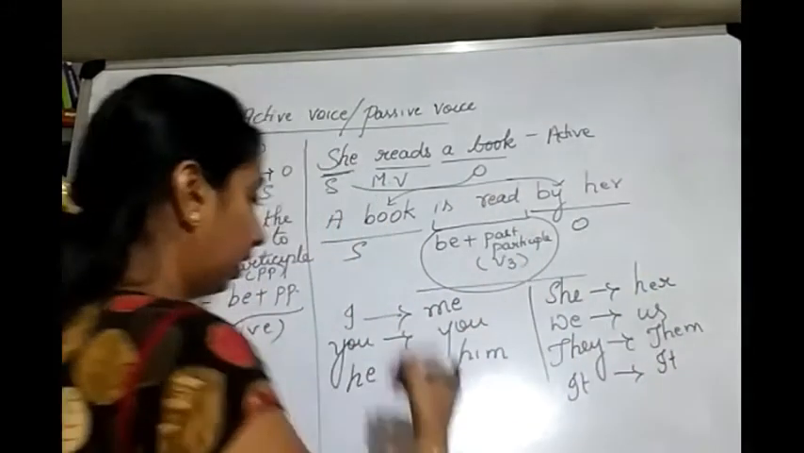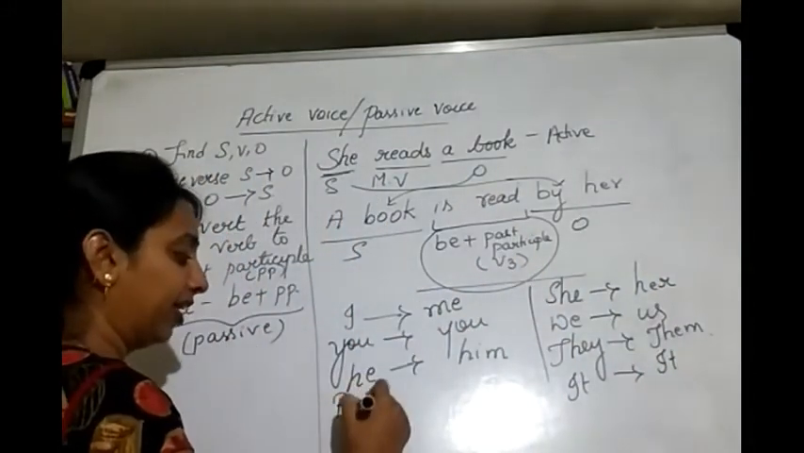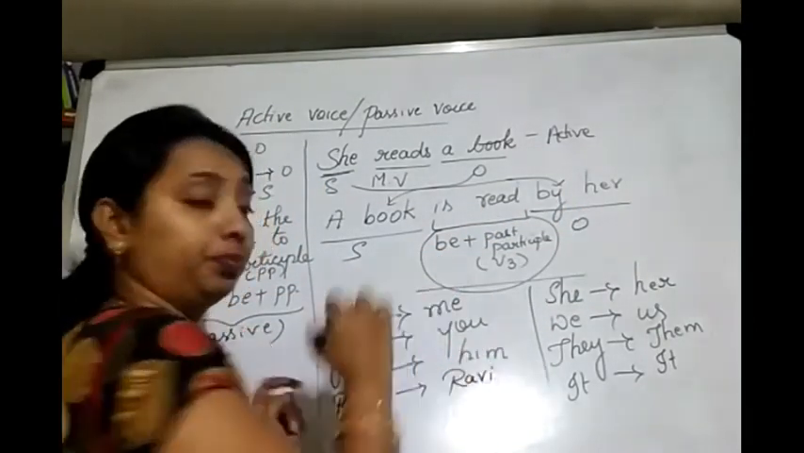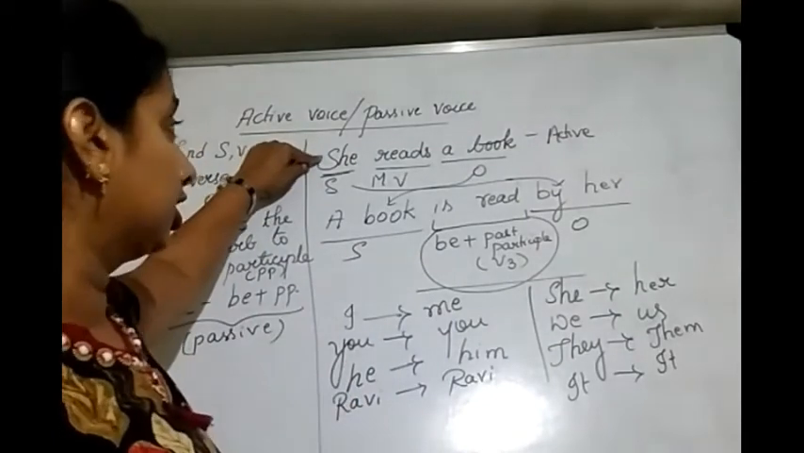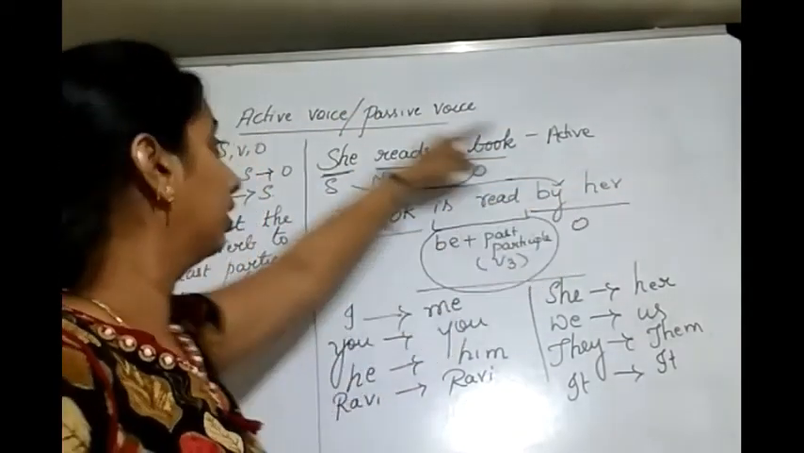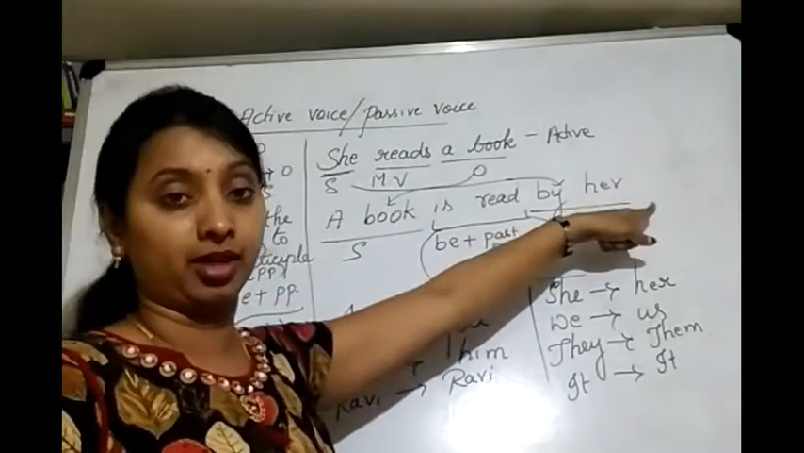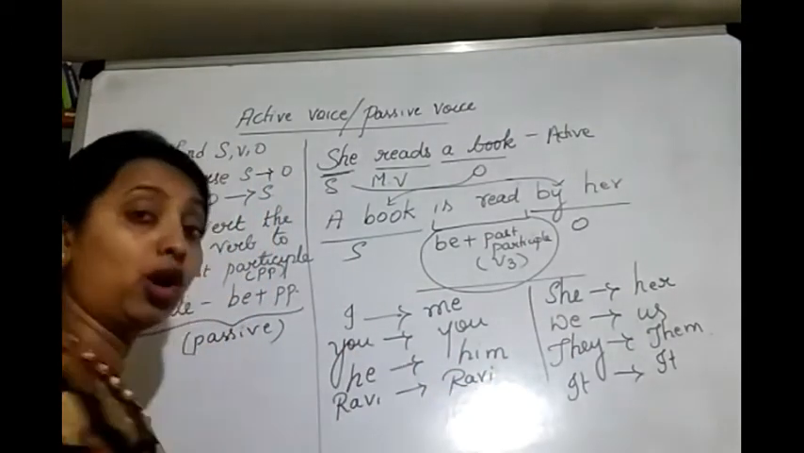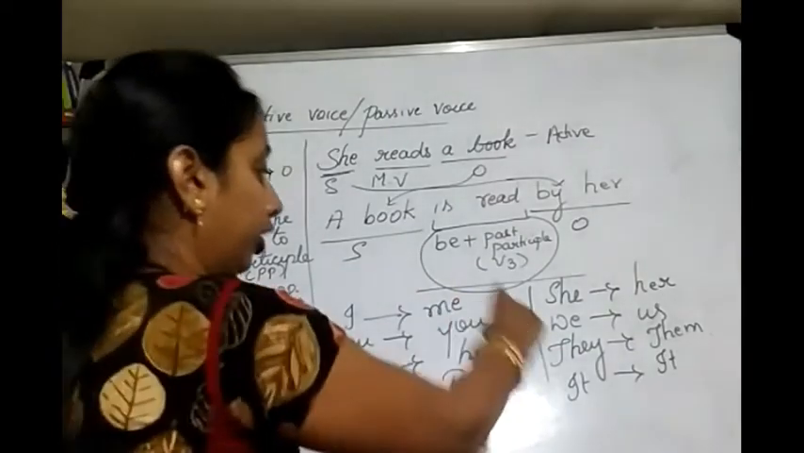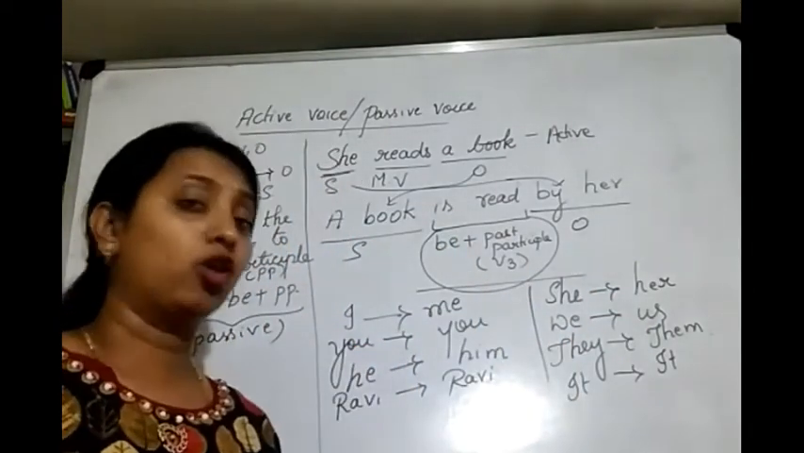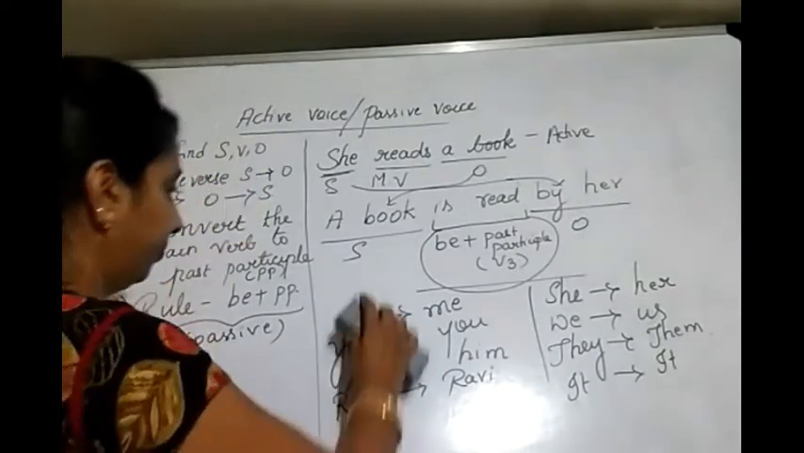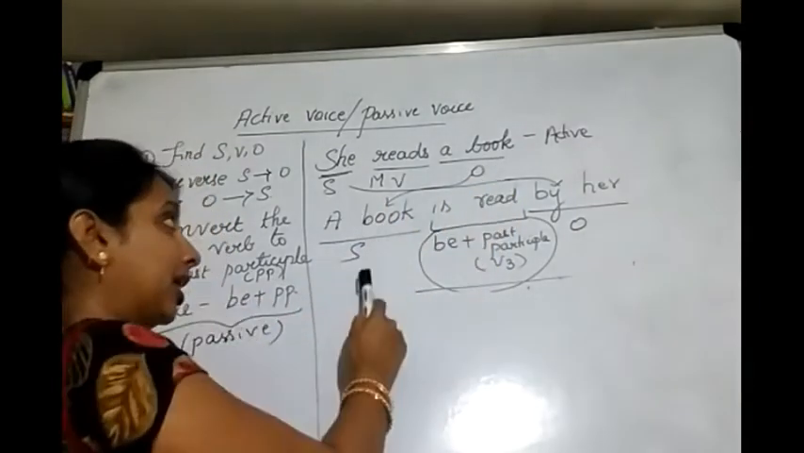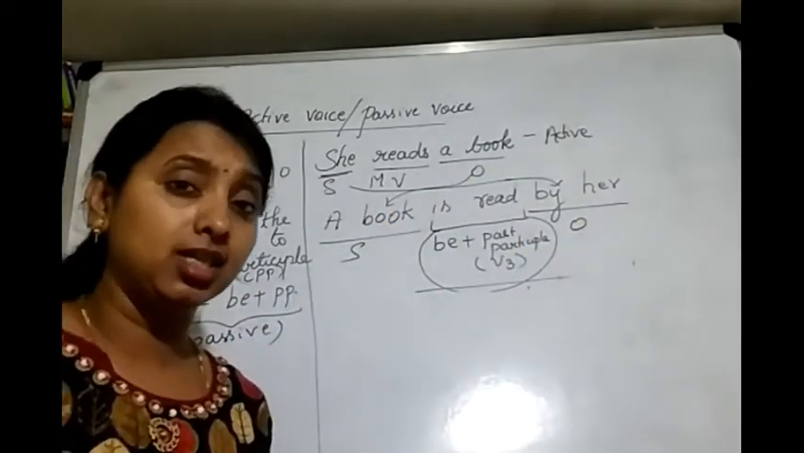Other than this, if any name is there, for example, if Ravi is there in the subject position, it becomes Ravi itself. So names remain the same. If Sita is there, it becomes Sita only. If Rama is there, Rama. So whenever the names are there, they remain the same. But whenever you find these words, you have to be very careful to change those words into object position. I hope you understood this one. So I'll rub this. So we understood how to reverse subject and object. Object becomes subject, subject becomes object. So this is the second step.